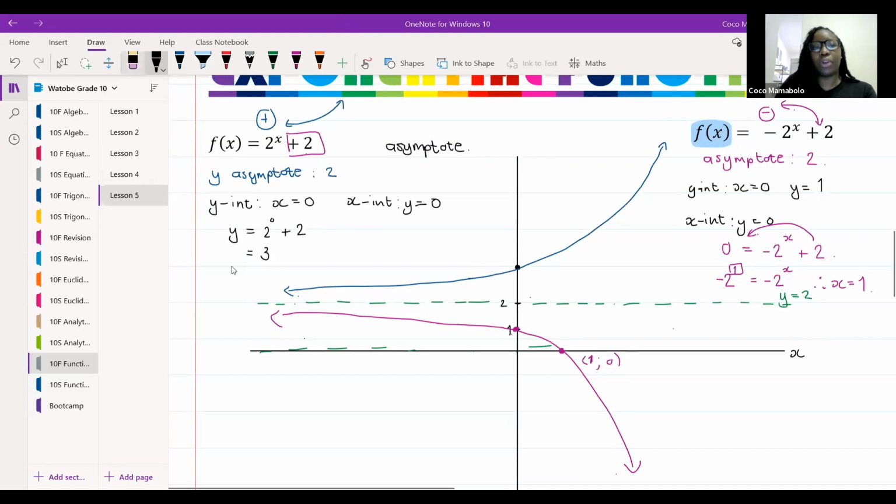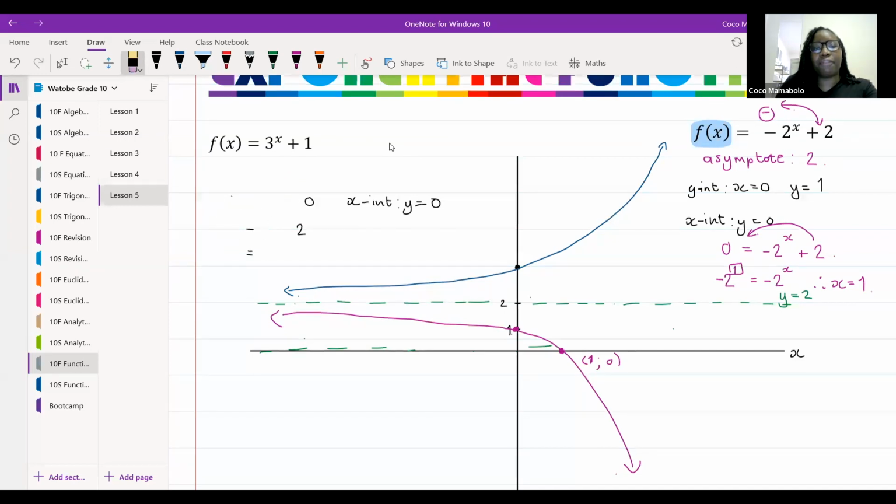Okay. All right. I'm going to ask you guys quickly to use the two things that we know, and I want you to draw this graph: 3 to the power of x plus 1. All right, let me remove all my other stuff. Tell me what the asymptote is, and then find me the y-intercept. Good. My asymptote is 1.